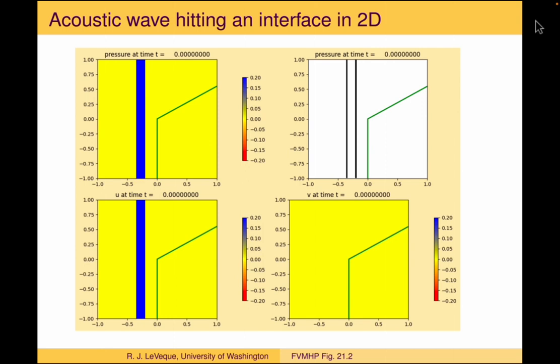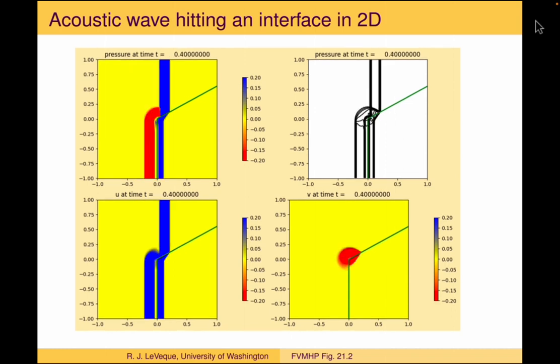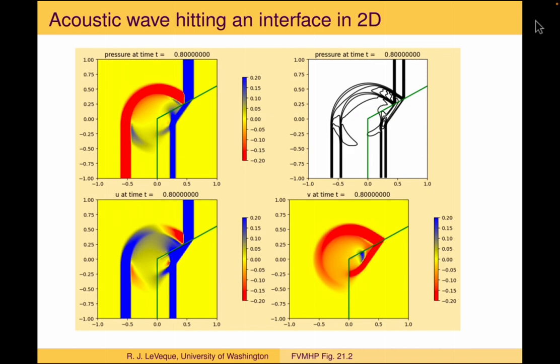So in this particular example, the initial data is a pulse in pressure, just a square wave in pressure, and a velocity that's chosen so that it gives a purely right-going wave initially. And then as it hits this interface, it gets partly reflected and partly transmitted.